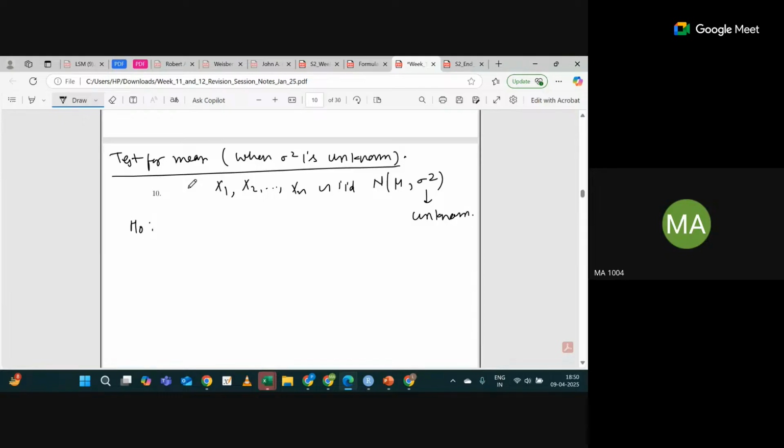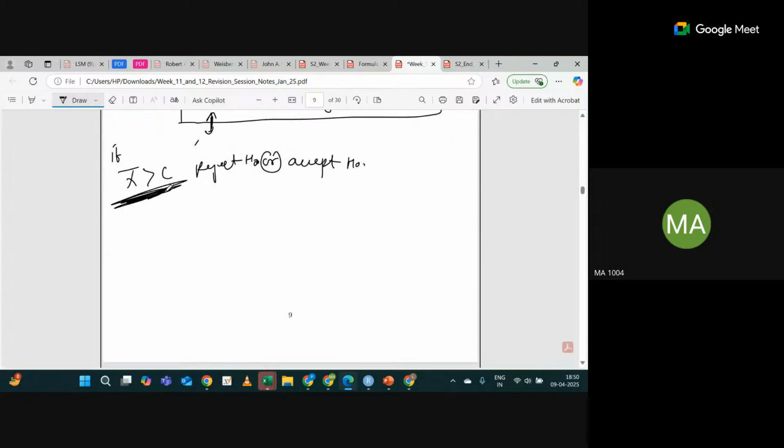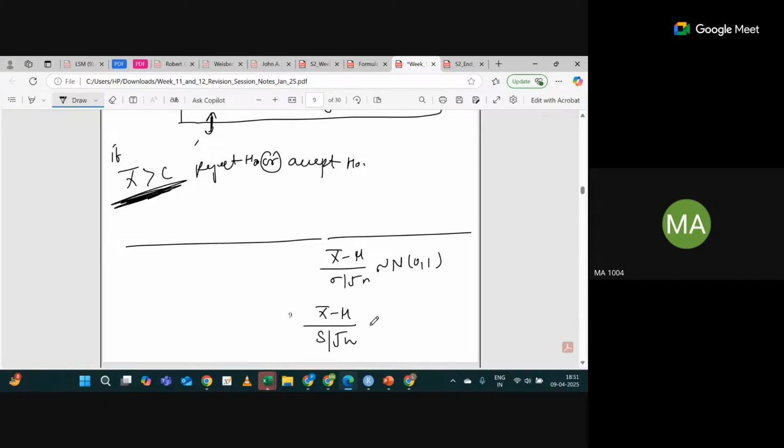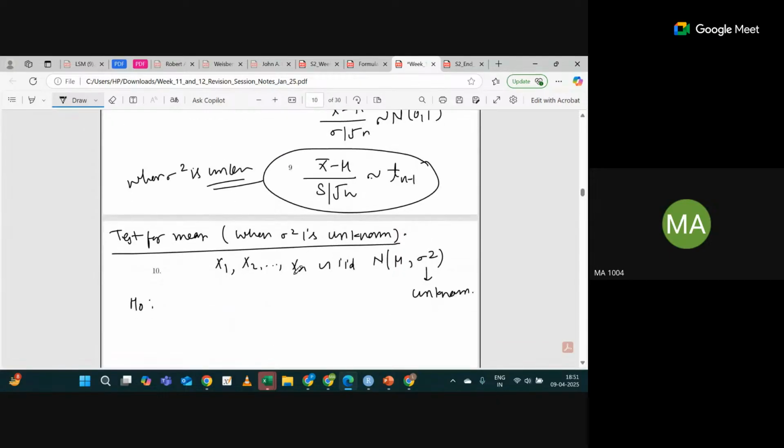What is the difference in case of the z test? The z test statistic is x bar minus mu divided by sigma by root n, which follows normal 0 comma 1 when sigma is known to us. If sigma is unknown, then instead of sigma I will use the sample standard deviation, so this will follow t n minus 1. This is the test statistic when sigma square is unknown.